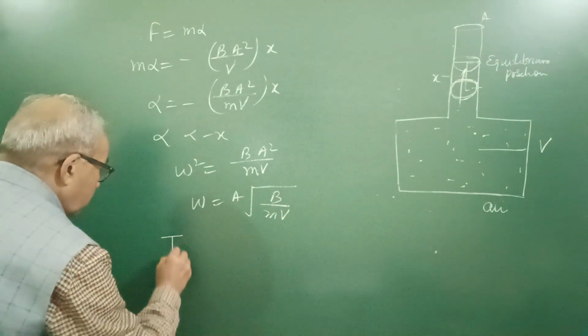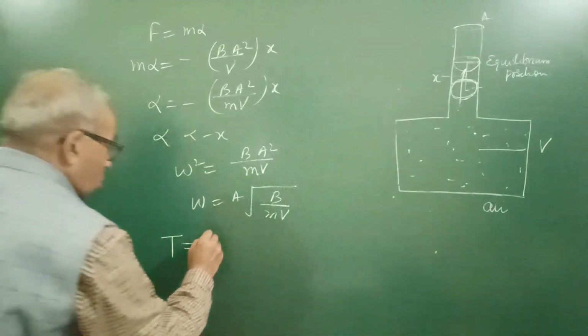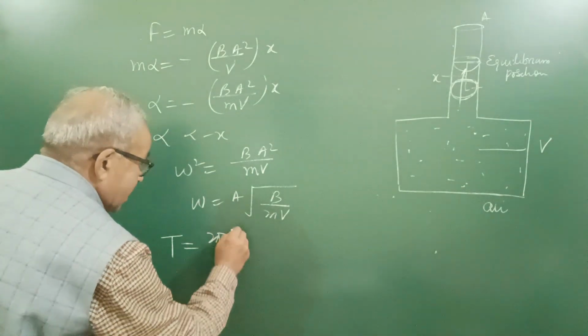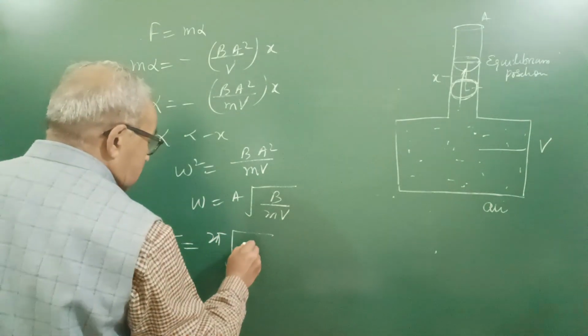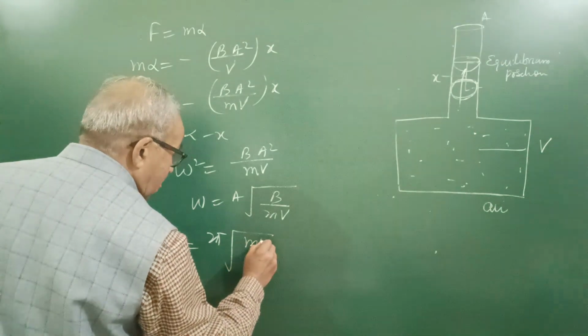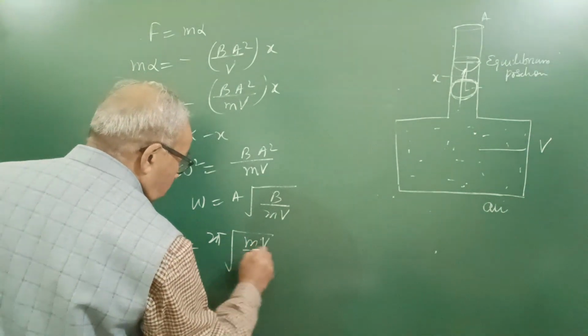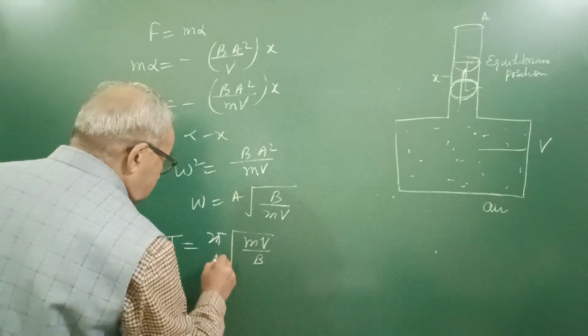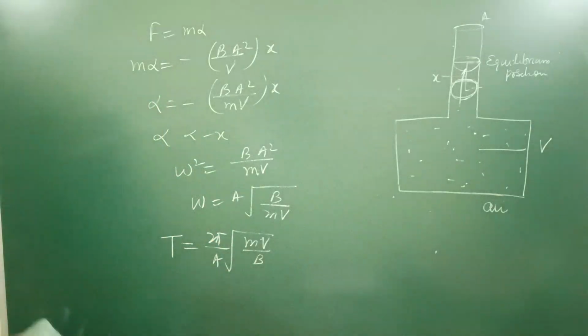So the time period of oscillation T equal to 2 pi upon omega. So it is 2 pi upon A under root m V upon B. So this is the time period of the ball oscillating here.